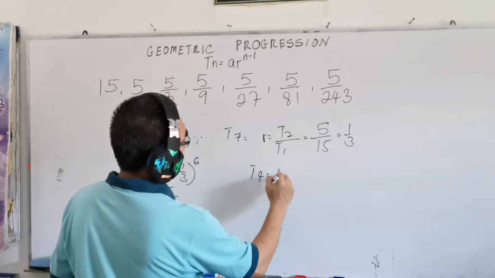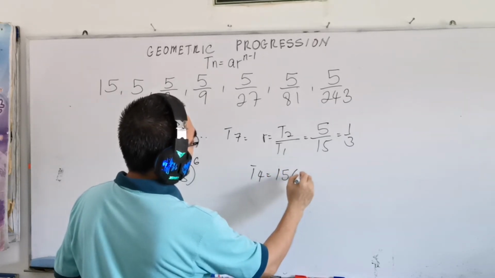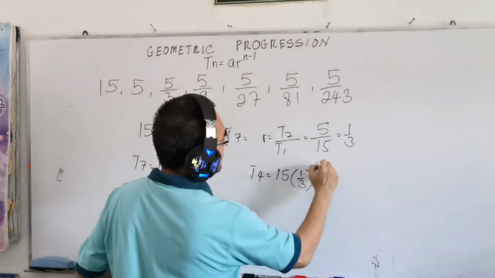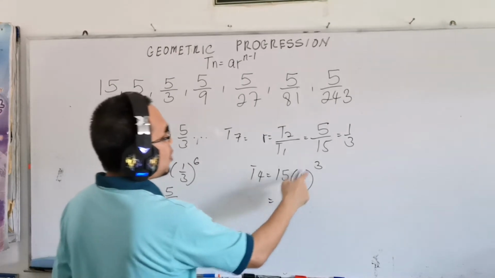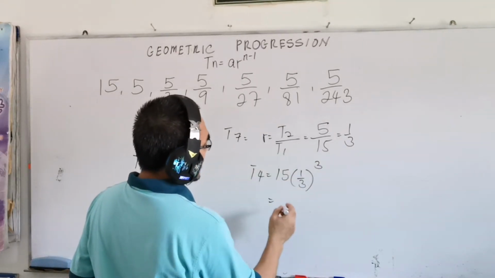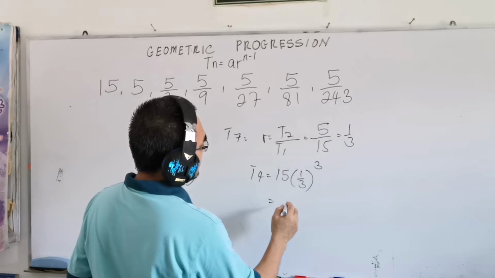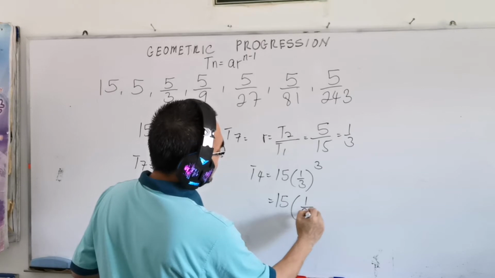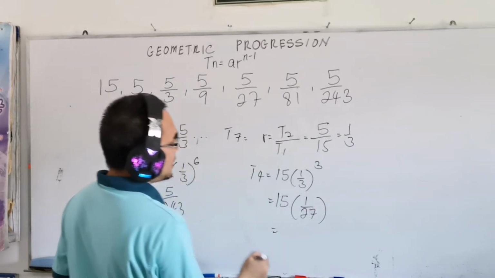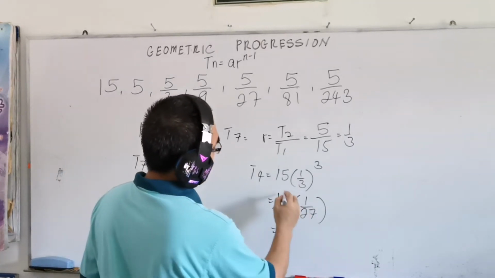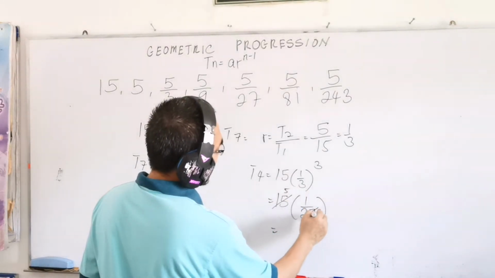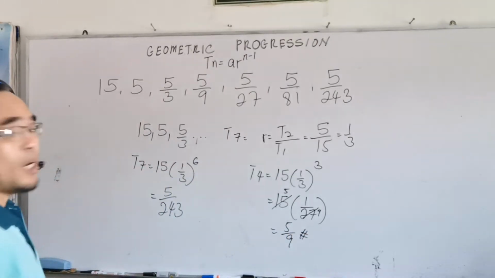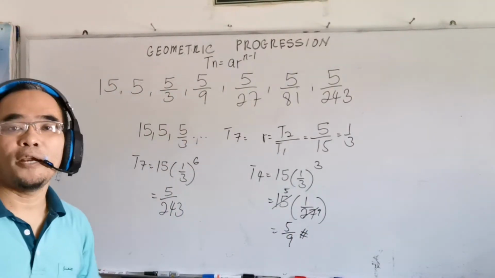So let's try another term, that is T4, for example. It will be 15 times our R to the power of 3. So 1 over 3 to the power of 3 will be 1 over 27. So 15 times 1 over 27. Okay, and then you can divide by 3. You get 5 here, you get 9 here. So 5 over 9.